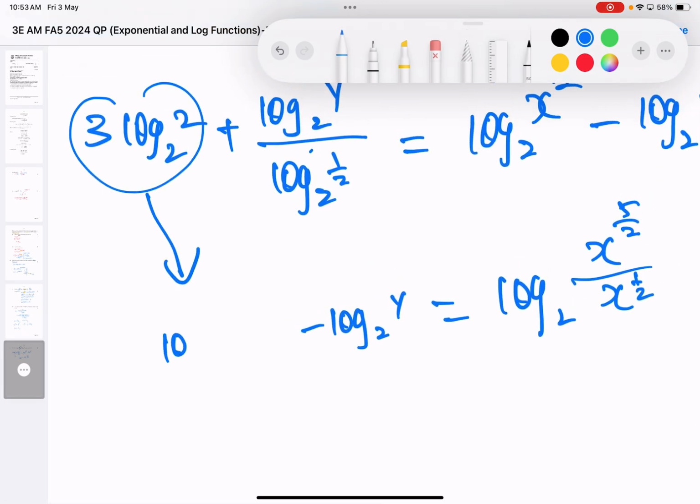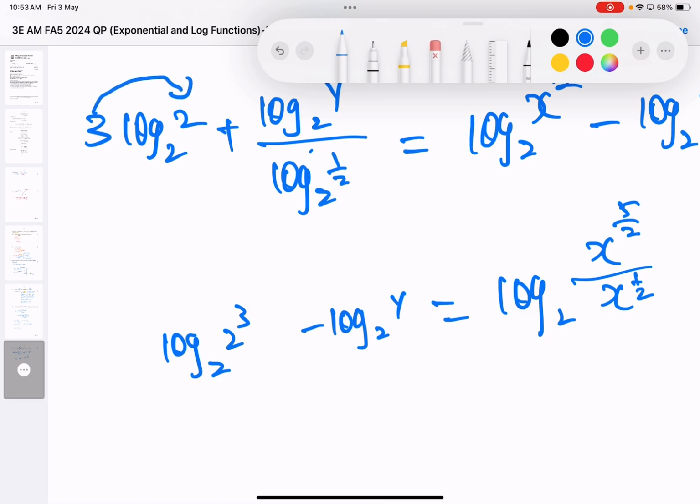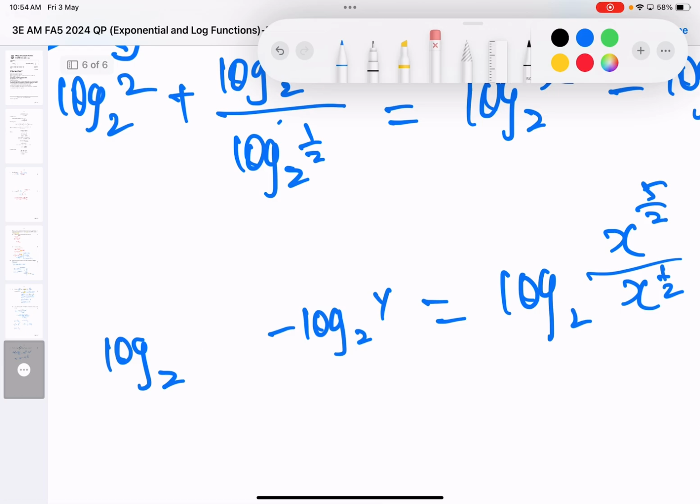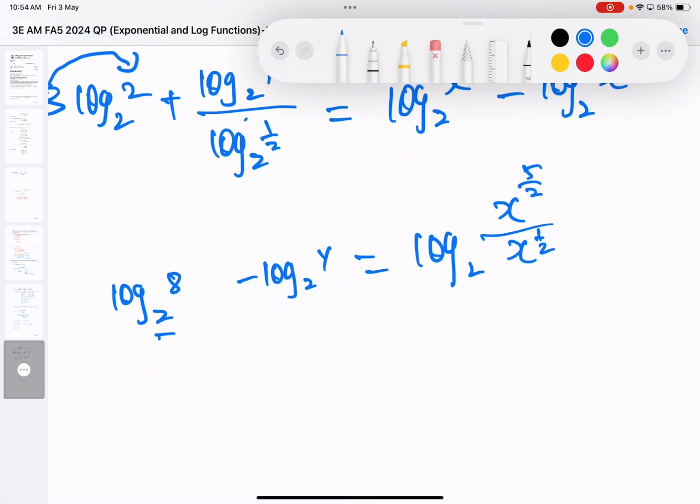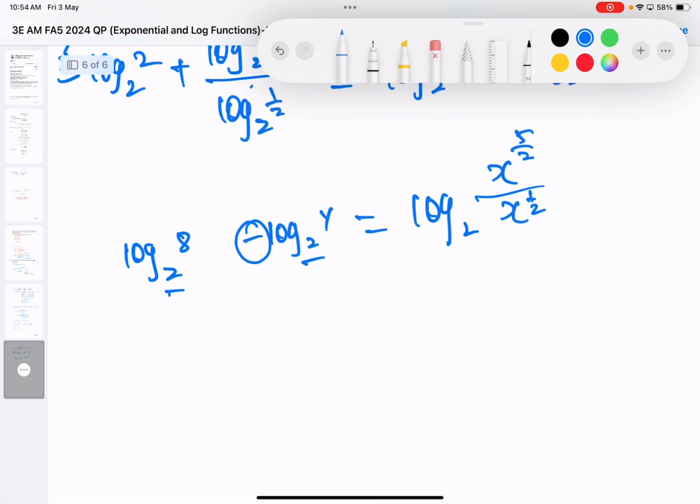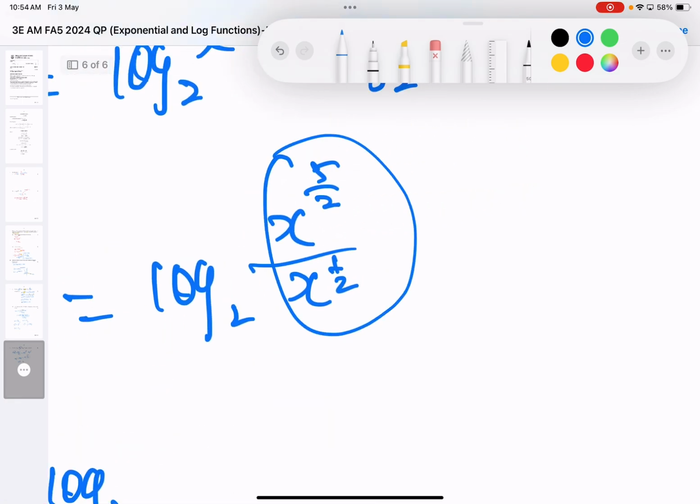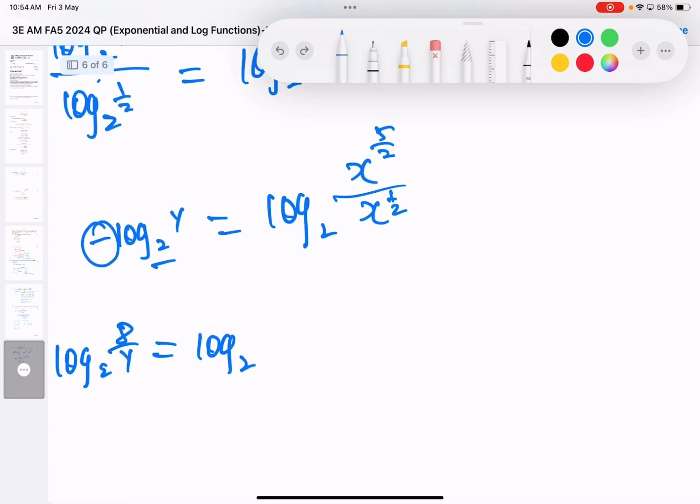Okay? So I'm left with this thing. Let's write it down. So this is going to be log base 2, 2 to the power of 3. Why 2 to the power of 3? Because the power here, I can bring it up. So what is 2 to the power of 3? 8. Okay, so this is 8. Now, if I have same base and I minus, what's going to happen? So I'm going to get log base 2, 8 divided by y is equals to log base 2. What is going to happen over here? Same base. Yeah, so what's the answer?